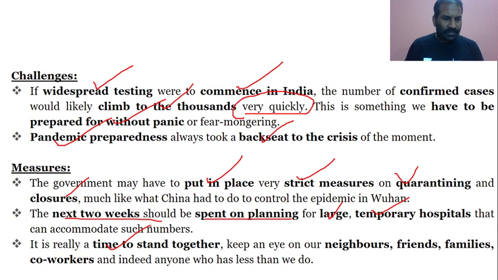Yes, when we are talking about humanity having to be protected, definitely we have to make sure that we have an eye on our neighbors, our friends, our families and our co-workers, and indeed anyone who has less than we do. That means we have to be very vigilant about how things can go ahead, in regards to the preventive measures. Do not panic. Let there not be any fear mongering. Let there be social distancing. By making sure all these preventive measures are in place, we can stand together, not trying to blame each other, but protecting humanity.